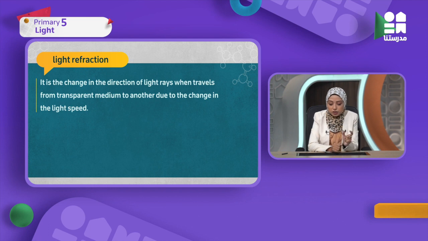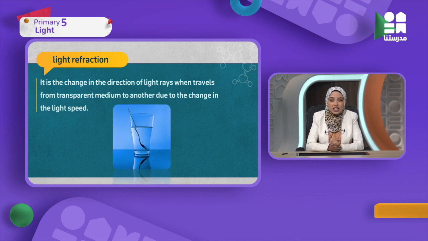تاني, let's say the definition again. It's the change in the direction of light rays when travels from transparent medium to another due to the change in the light speed as we see in this picture. Okay, so this picture بتوضح لنا the light refraction وفهمناه تمام.